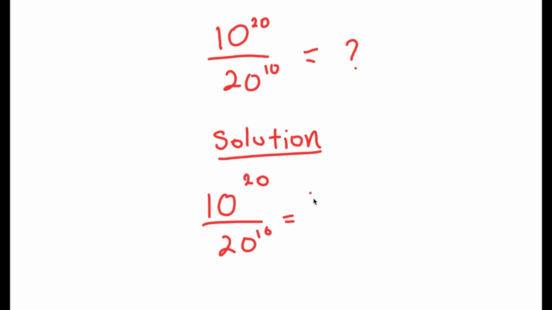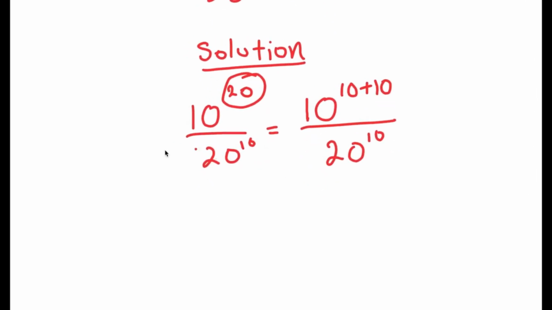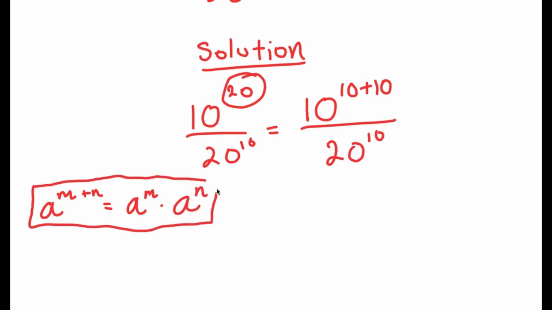And I'm going to rewrite this as 10 to the power of 10 plus 10 over 20 to the power of 10. So I rewrote my exponent here, 20, as 10 plus 10. Now, the reason I did that is so I can use the property a to the power of m plus n is equal to a to the power of m times a to the power of n. So this is an important property of exponents, and I'm going to use this on 10 to the power of 10 plus 10.